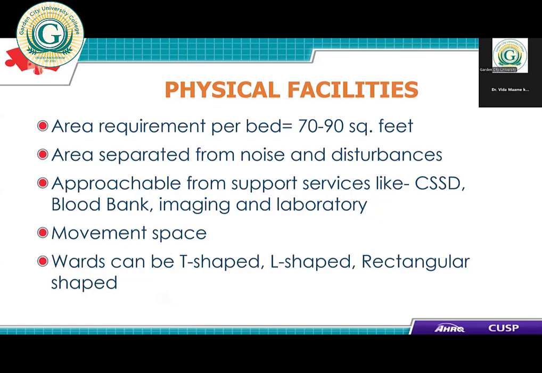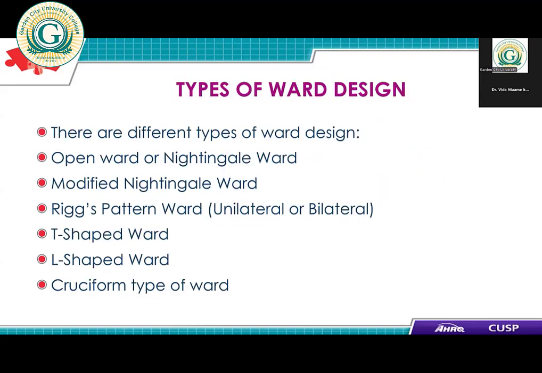Moving spaces, we are talking about this. Ward can be T-shaped. So according to the type, it can be T-shaped, L-shaped, or rectangular. So these are the types of ward design that we need. Open ward or Nightingale ward, that is a ward that we have. Modified Nightingale ward. We also have the bricks pattern ward, that is, you can have the unilateral or the bilateral, T-shaped ward, L-shaped ward, and cruciform type of ward.